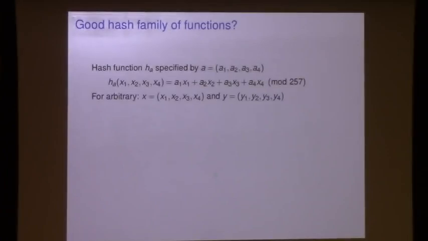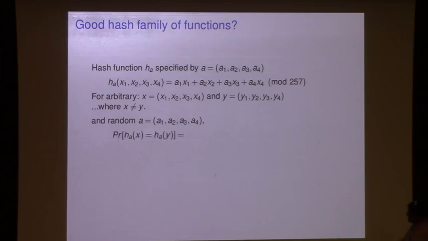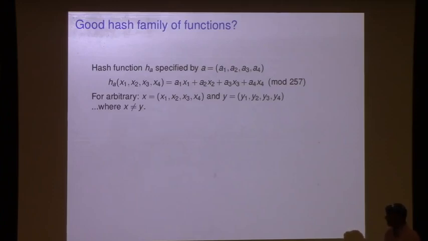So now we're going to calculate. These are 2 values, x and y, and a collision is where h_a(x) is equal to h_a(y). You have 2 keys, x and y, that don't equal each other, so you'd like them to be in different places in the table, but the hash function maps them to the same place.